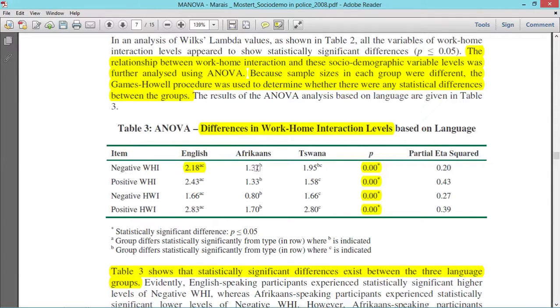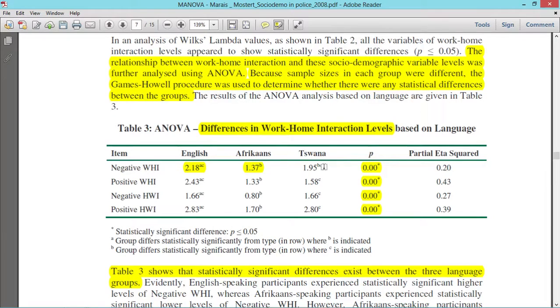And on the other hand, Afrikaans has the lowest value. So therefore, in this study, the Afrikaans participants gave reason to believe that they experience the lowest level of negative work-home interaction. Okay, and then Tswana, they were in between in terms of negative work-home interaction and the levels thereof that they experienced.